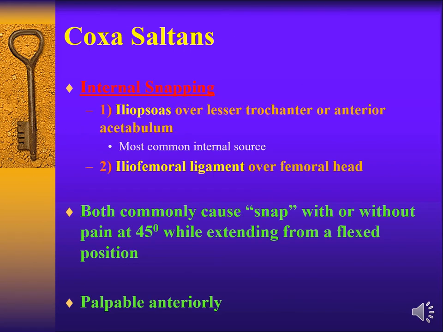We mentioned that one of the extra-articular variants of coxa saltans is internal snapping. And that relates to two very specific structures. One, the iliopsoas, as it passes over the lesser trochanter or the anterior acetabulum. And that's really the most common source of snapping we sometimes see at the hip. The second is the iliofemoral ligament. As it moves past the femoral head, we can get snapping there as well.